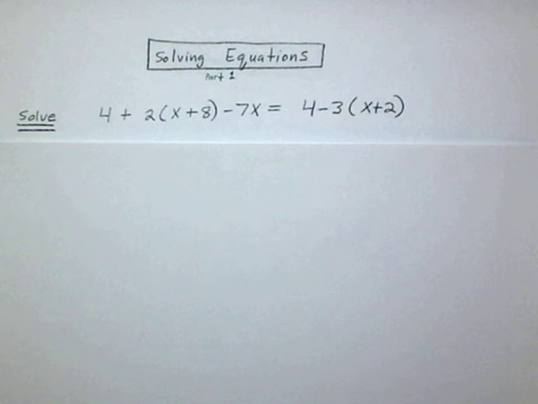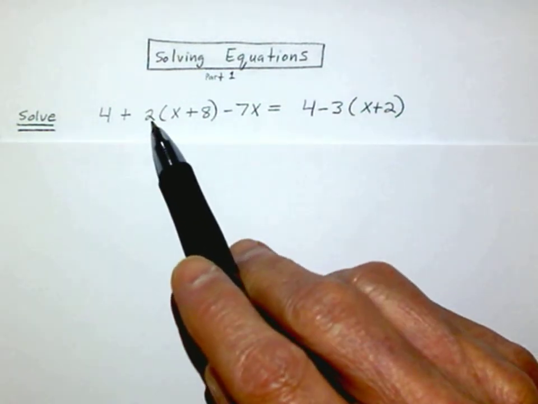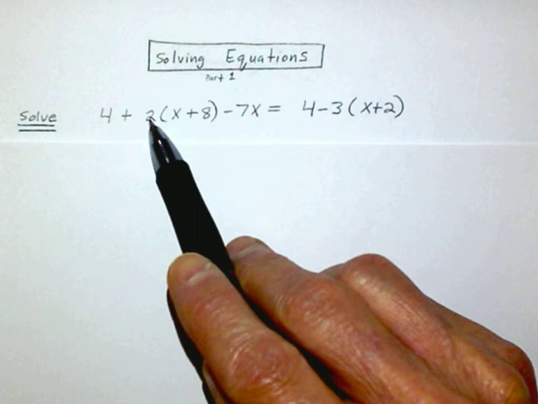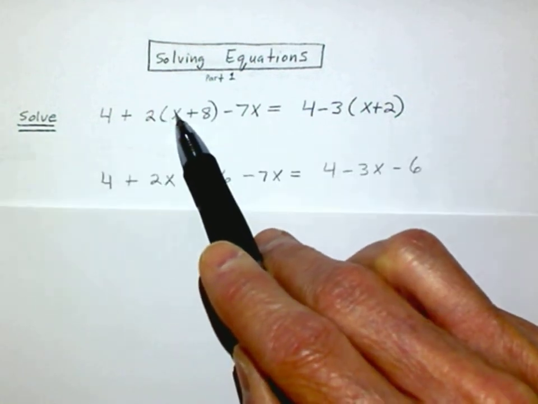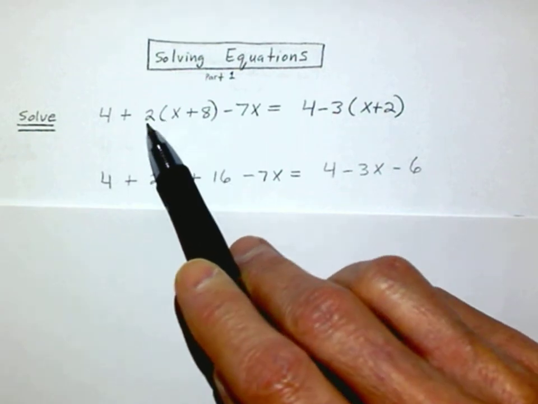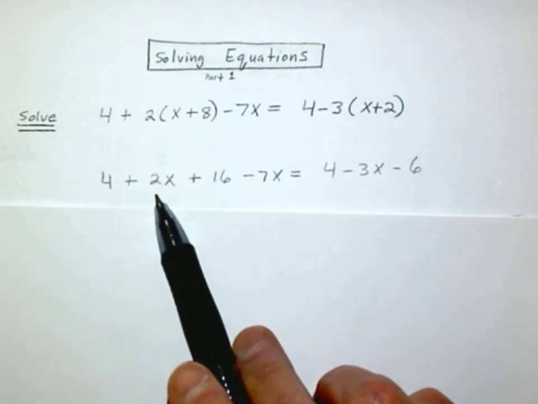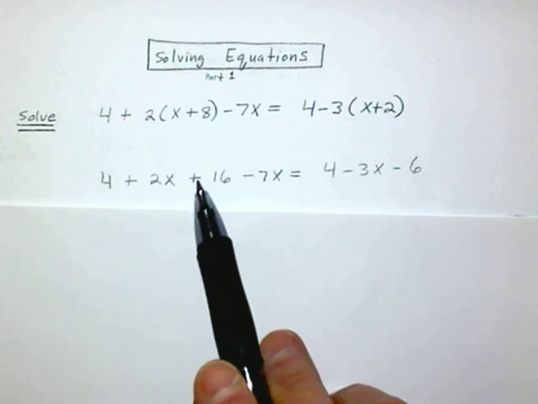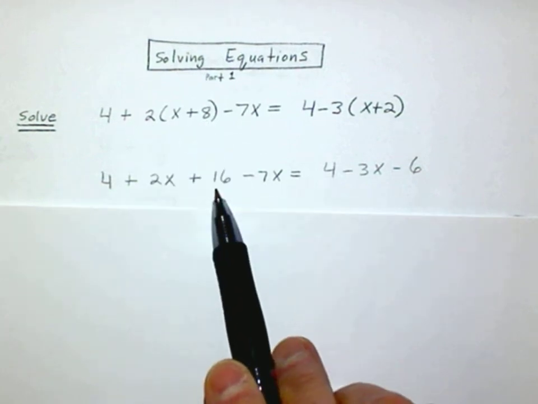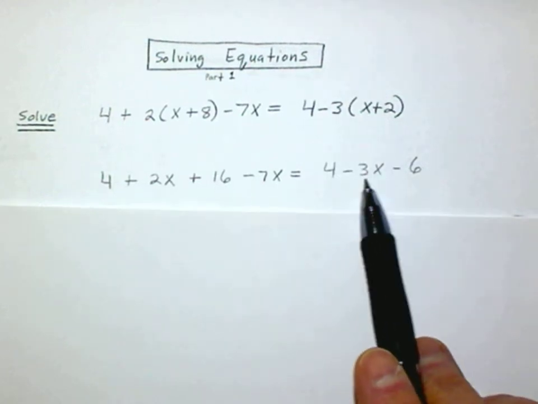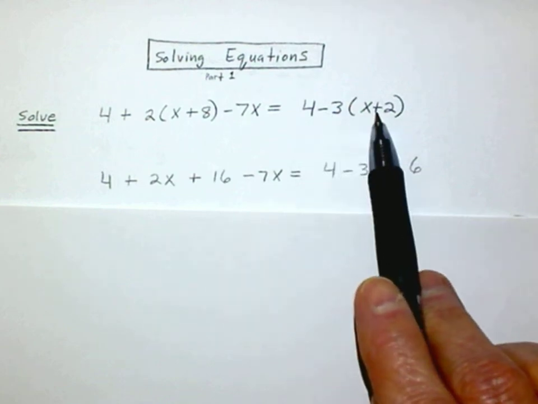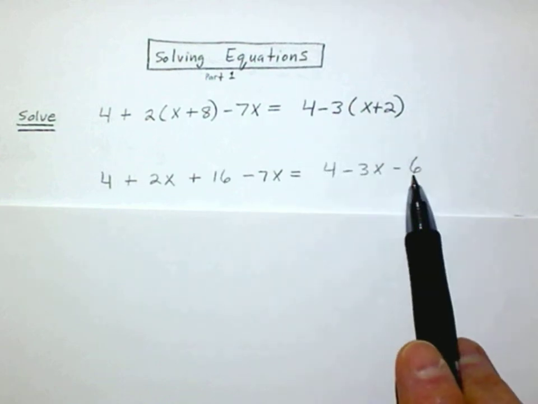When we have an equation to solve, we must first get rid of any parentheses by using distribution. When we distribute, we take whatever's in front of the parentheses and multiply it by whatever's inside the parentheses. So I'm going to take 2 times x, that will give me 2x. 2 times 8 will give me 16. On the right I have negative 3 times x gives me negative 3x. Negative 3 times 2 gives me negative 6.